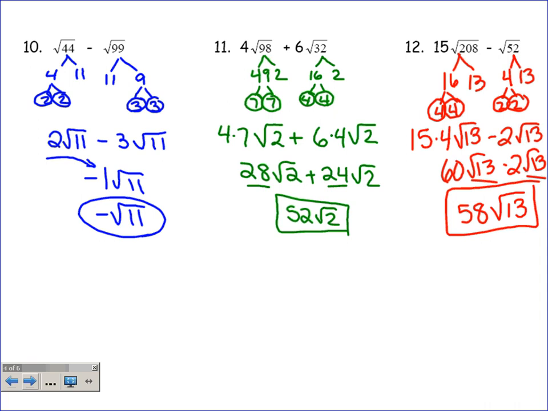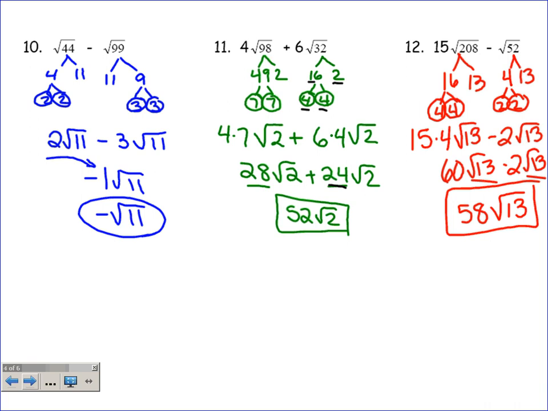Remainder of 2 here. Next, 32 can be broken down to 16 and 2. 16 is 4 and 4 is a perfect square, so I say 4 times 6 is 24 times the square root of 2. 28 and 24 make a total of 52 if I can add correctly in my head times the square root of 2. Okay, the next one's a little more complicated because 208 is a big number.